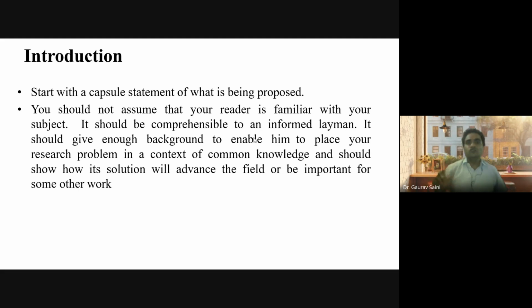So you should assume that your reader is familiar with your subject. What we are trying to approach is that we should not provide vague information. We try to be very effective, because the reviewers are basically selected in a way that they know something about that particular project. Based on that, the proposal is submitted to them for evaluation. So it should be comprehensible to an informed reader. It should not be that only the people who are aware of the area can understand it.